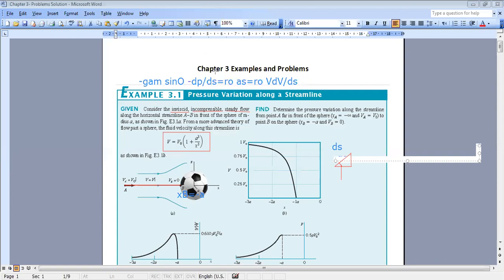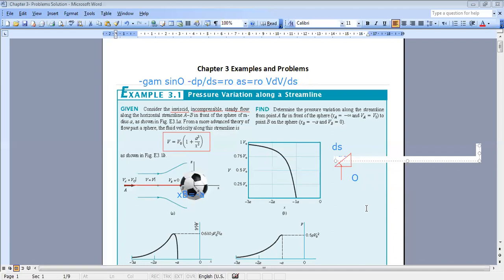Now in our problem, the coordinate s is simply what? Who will tell me? What is s in our problem? We are moving along which line? We are moving along the x-axis. Okay, so our coordinate is x. So in this equation, s corresponds to x, and theta is equal to what here?